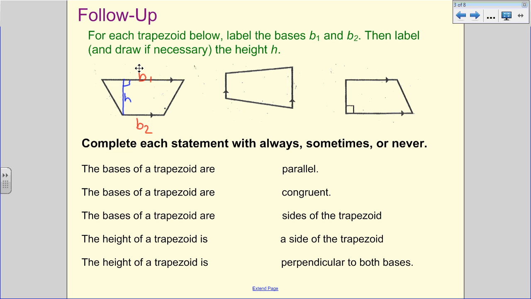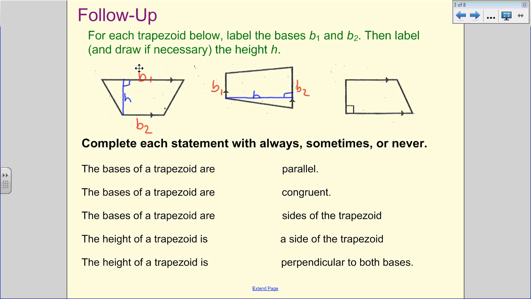Here we've rotated it, so now base 1 and base 2 are left and right instead of top and bottom. Once again, there are no 90-degree marks in any of the corners, which means none of our sides are meeting at 90 degrees. So I have to draw in a perpendicular segment, and that makes this our height.